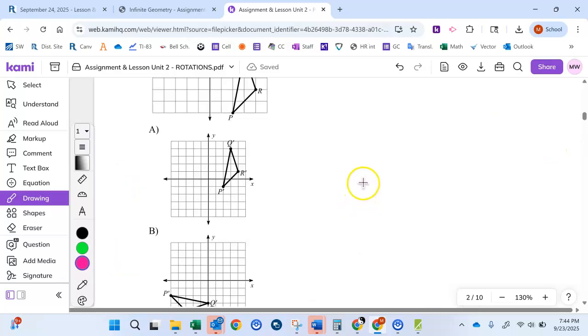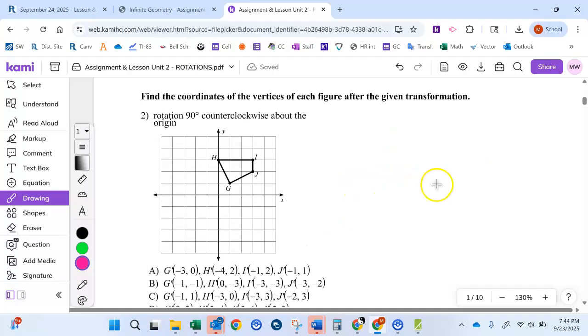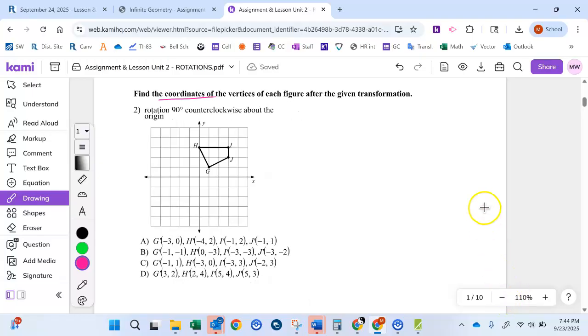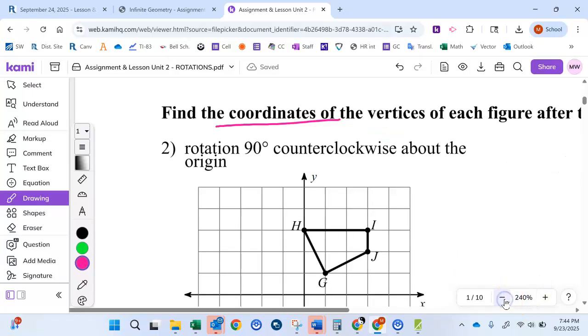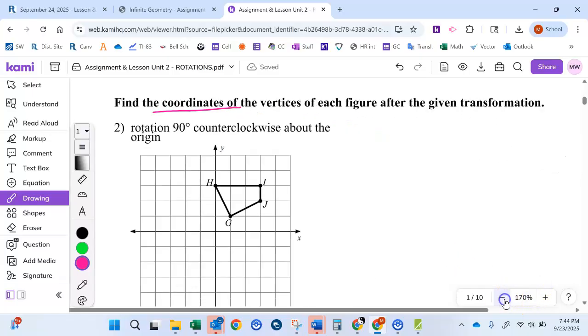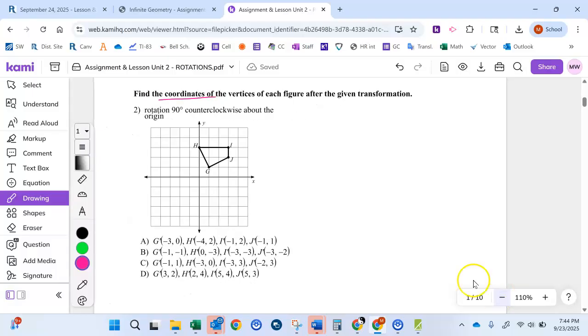So now we're going to go ahead and look at the second type of question, which is asking us to find the coordinates of the vertices. So let's see what we got over here. Let's see if I can make this a little bit bigger. Okay, good enough.